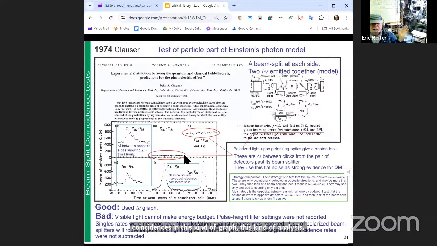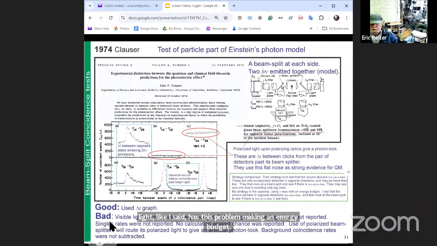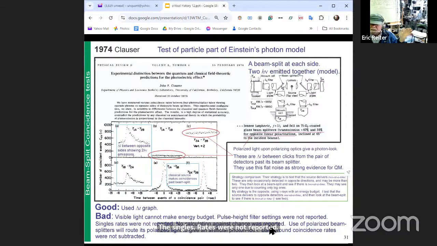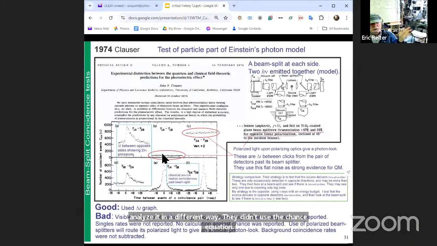But again, there are all kinds of problems in these tests. Visible light, like I said, has this problem making an energy budget. The pulse height filters are not explained. They don't say anything. The singles rates were not reported. They analyzed it in a different way. They didn't use the chance equation, but the histogram is here to see how it looks against chance.